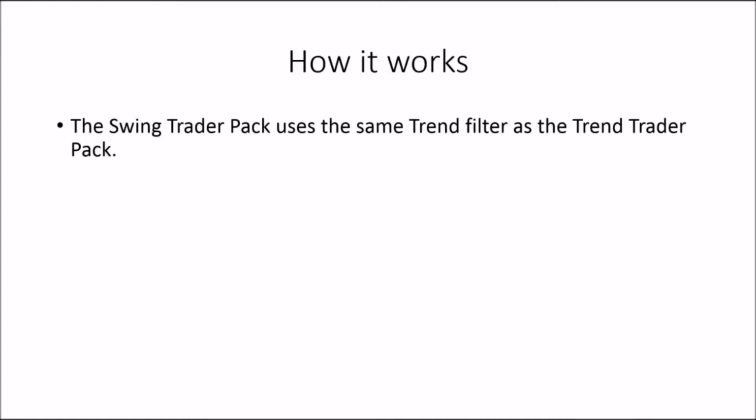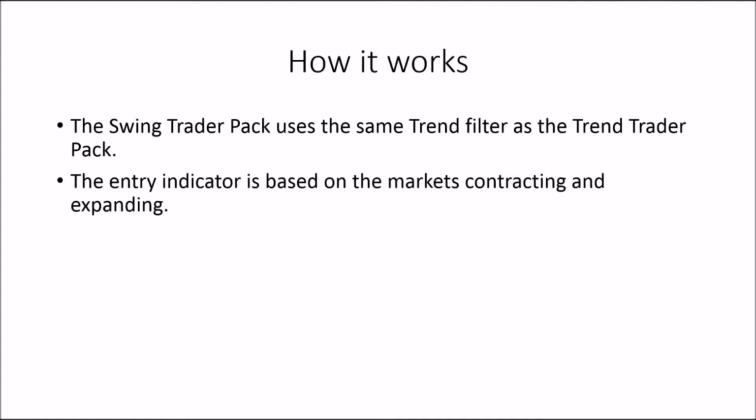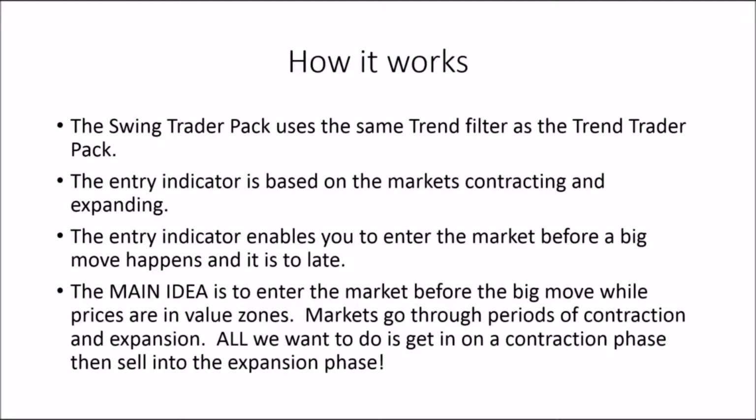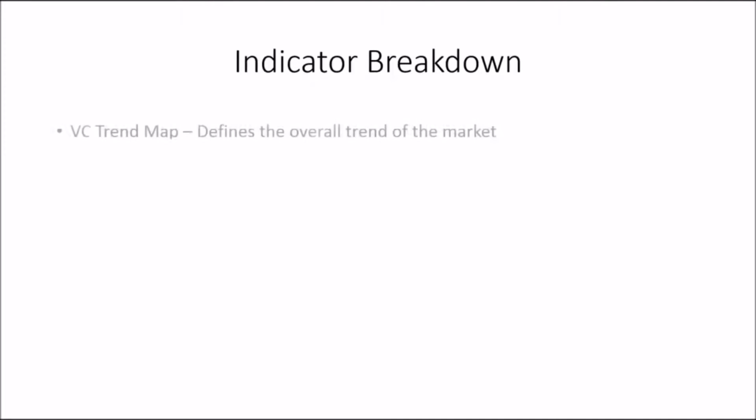The Swing Trader Pack uses the same trend filter as the Trend Trader Pack. The entry indicator is based on the markets contracting and expanding. The entry indicator enables you to enter the market before a big move happens and it is too late. The main idea is to enter the market before the big move happens while prices are in value zones. Markets go through periods of contraction and expansion. All we want to do is get in on a contraction phase and then sell into the expansion phase.